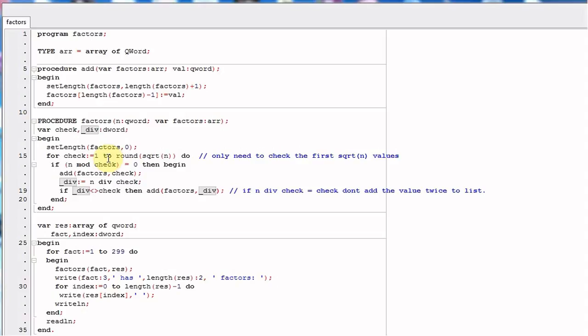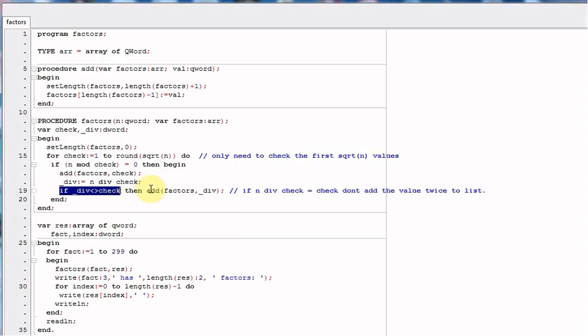Looking at the next number, 2, 100 mod 2 has a remainder of 0, so 2 is a factor, and I add 2 to my list. I also get the other factor by saying 100 divided by 2 is 50, so I add 50 to my list of factors. So from one check, I get two factors.